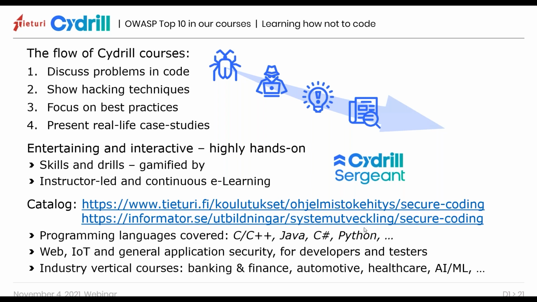And we are covering a lot of different languages, a lot of different areas, a lot of different worlds within security, such as automotive, healthcare, machine learning, banking and finance, with all of the specific requirements and specific security issues that are closest to that specific domain. And of course, we are also looking at different aspects of application security, web, of course, but we are also covering Internet of Things, embedded systems, and general application security or desktop application security as well, both for developers, testers, and architects.